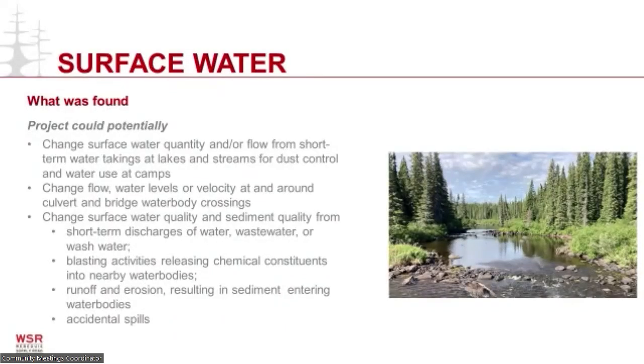In terms of what was found regarding surface water, we identified that changes in surface water quantity and quality could occur due to short-term use of water for construction activities, such as controlling dust. There would be short-term discharges of construction water, wastewater, or wash water.